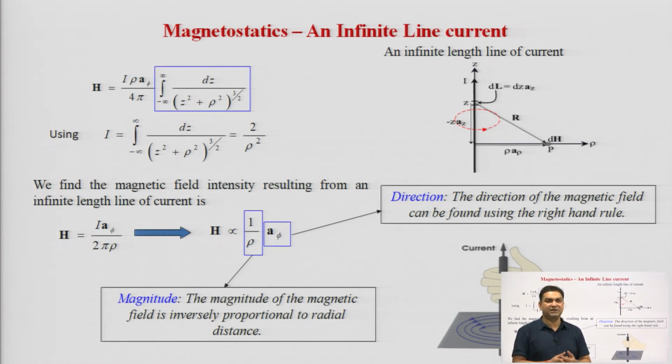We can calculate the magnetic field intensity, and we find the magnetic field intensity resulting from an infinite length line of current, which is given here as H equal to I a_phi upon 2 pi rho. This is the result, and the magnetic field intensity H is proportional to 1 upon rho a_phi. Both the magnitude and the direction result: the magnitude of the magnetic field is inversely proportional to the radial distance, and the direction of the magnetic field can be found using the right hand rule, which is given in this slide.